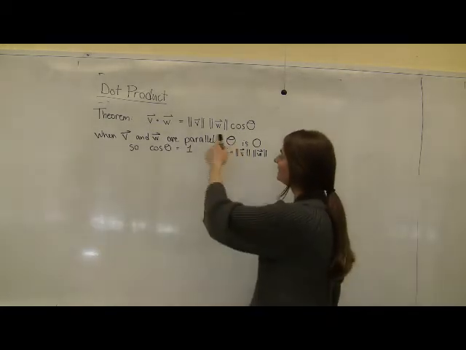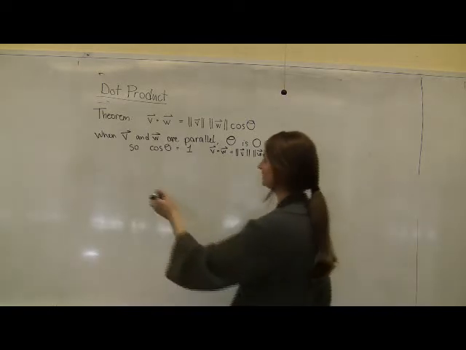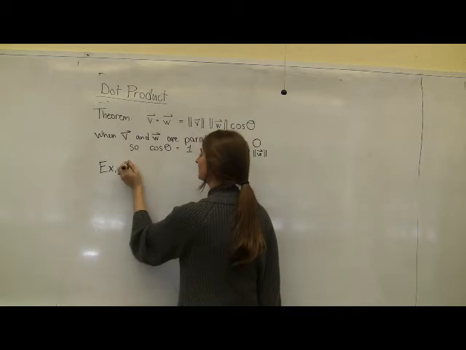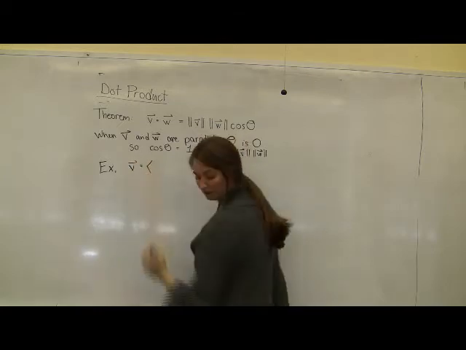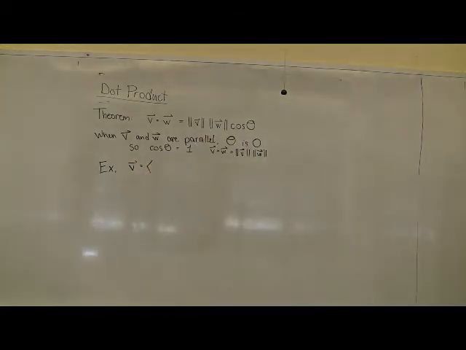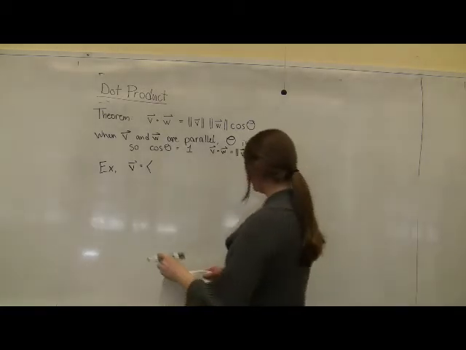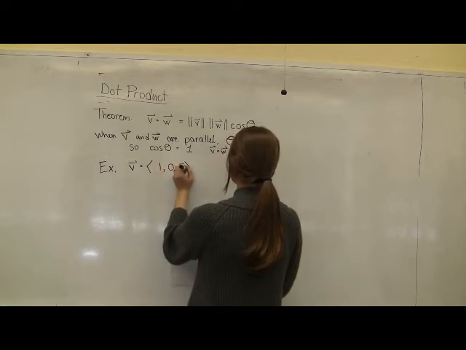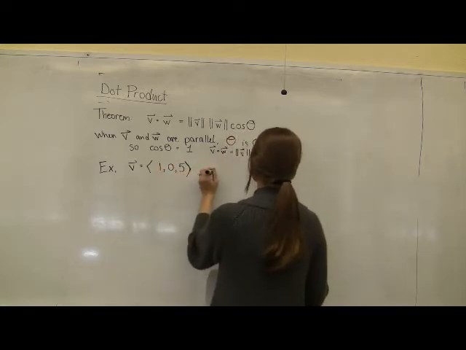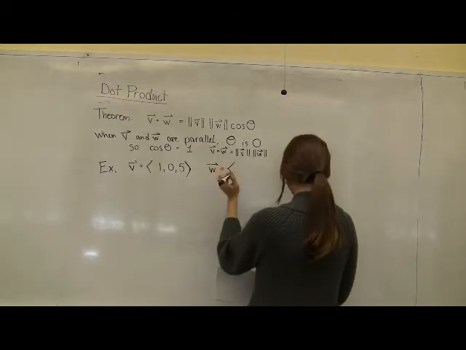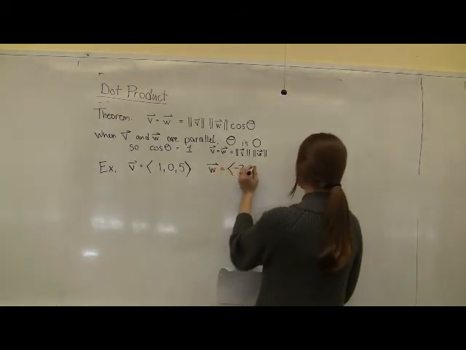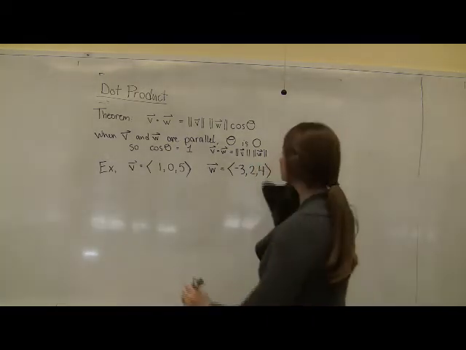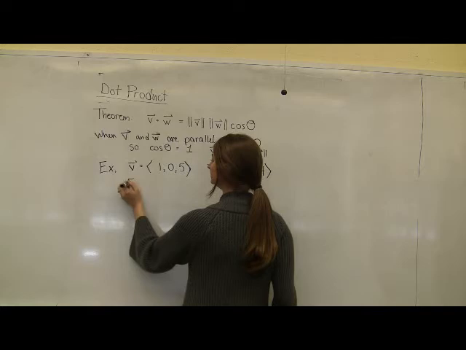Let's go ahead, instead of deriving this as a theorem, we're instead going to see an application of it. So let's start with an example. Let's say that my vector v is the vector 1, 0, 5, and my vector w is going to be given by the vector -3, 2, 4. Let's find the angle between these two vectors.